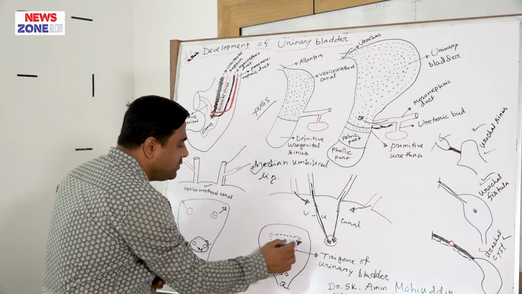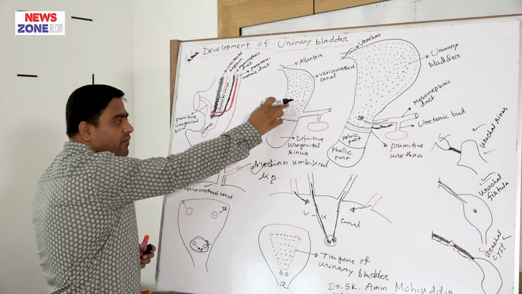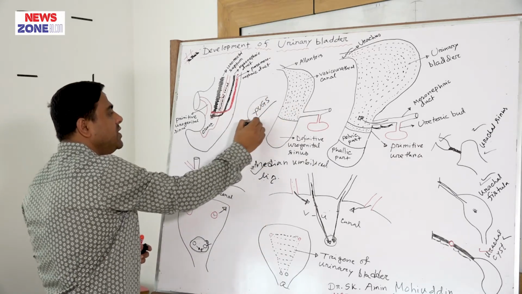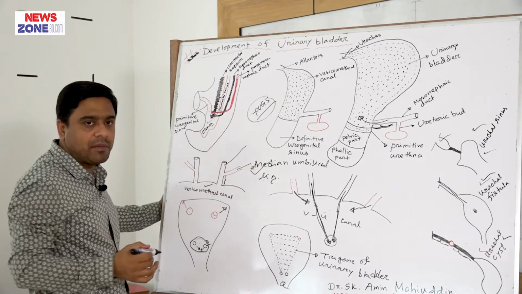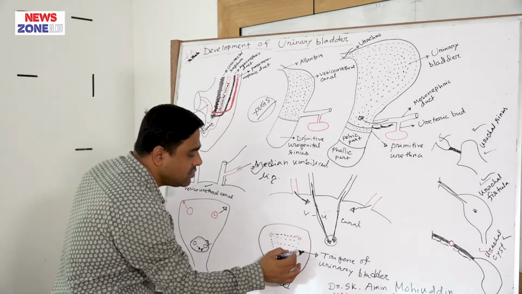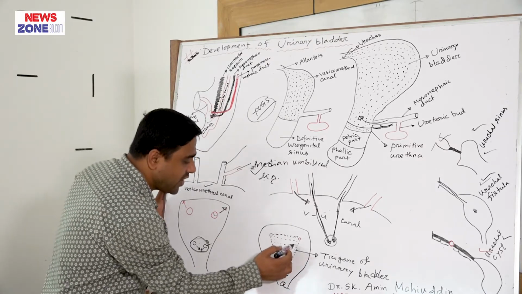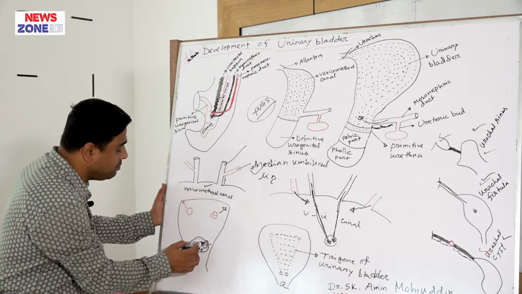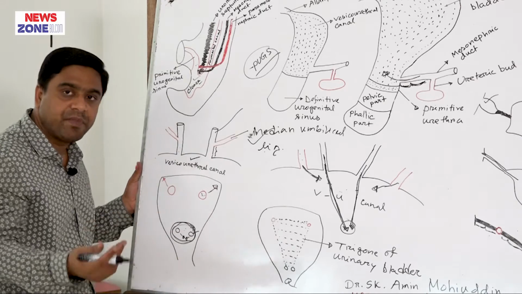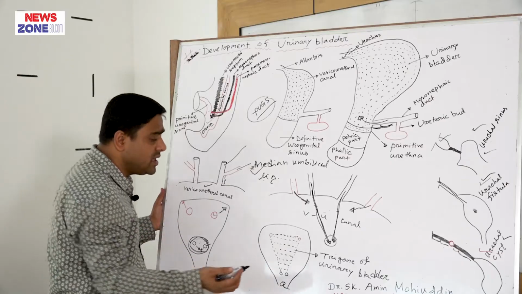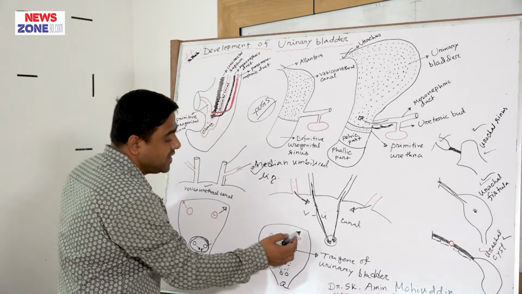The lining epithelium of the urinary bladder is derived from the vesicourethral canal. The vesicourethral canal is part of the primitive urogenital sinus, and the primitive urogenital sinus is part of the endodermal cloaca. So, the lining epithelium of the urinary bladder is endodermal in origin. Though the trigone of the urinary bladder is derived from the mesodermal mesonephric duct, later that mesonephric duct is replaced by the endoderm. Ultimately the whole of the lining epithelium of the urinary bladder is derived from the endoderm.